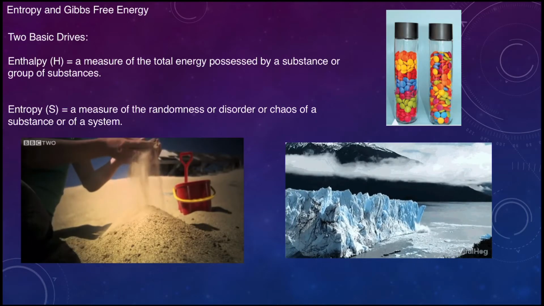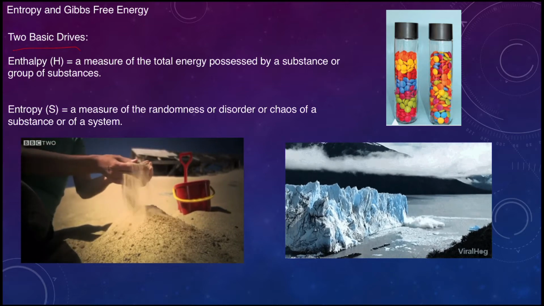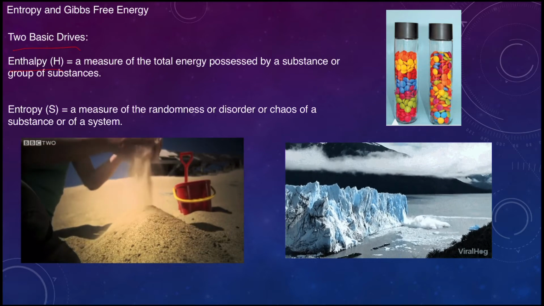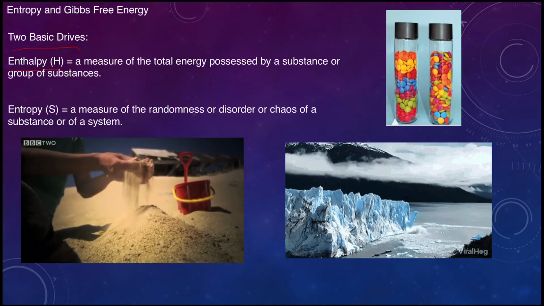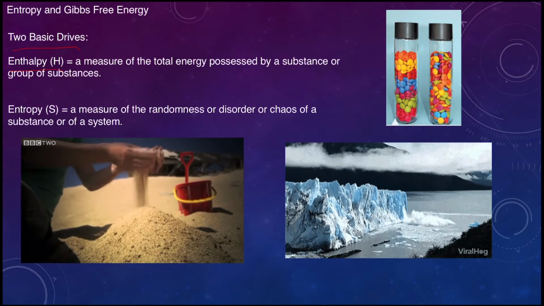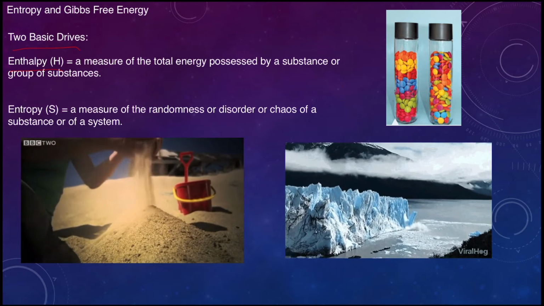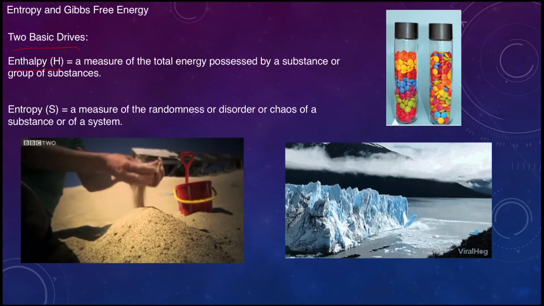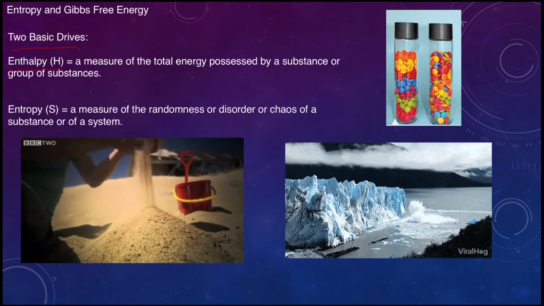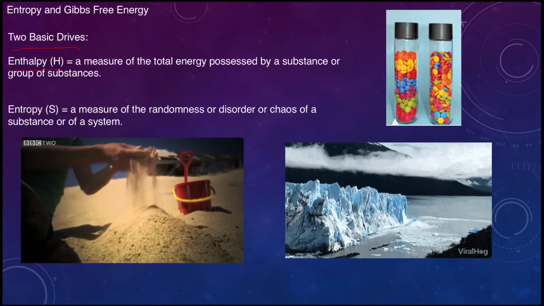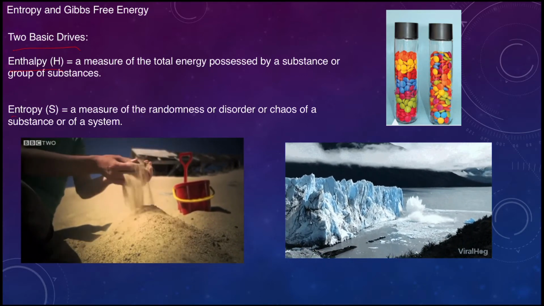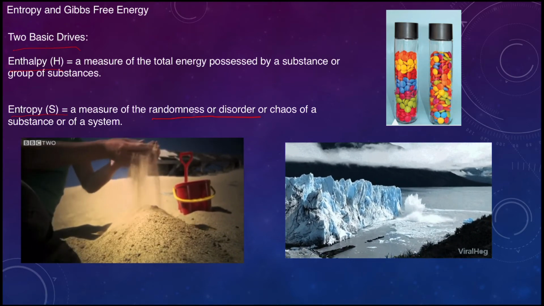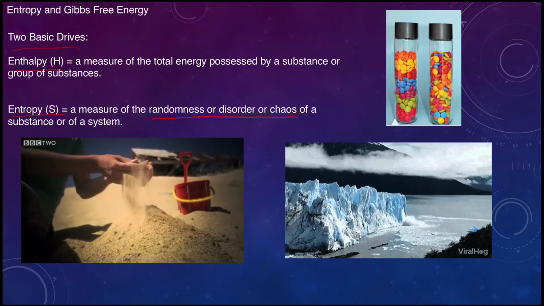So there are two basic drives when it comes to thinking about chemical reactions, and the first one we're familiar with, enthalpy, capital H, a measure of the total energy possessed by a substance or group of substances. And as we've already just seen, in nature, substances or systems tend to move from a state of high energy to a low energy state, just like in an exothermic reaction where your products have a lower energy level or lower enthalpy than the reactants. The other drive we're going to start thinking about now is what we call entropy, capital S, and that's a measure of the randomness or disorder or the chaos of a substance or of a system.